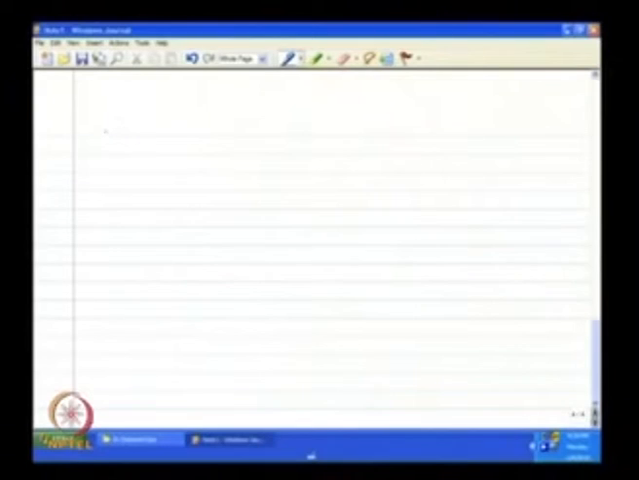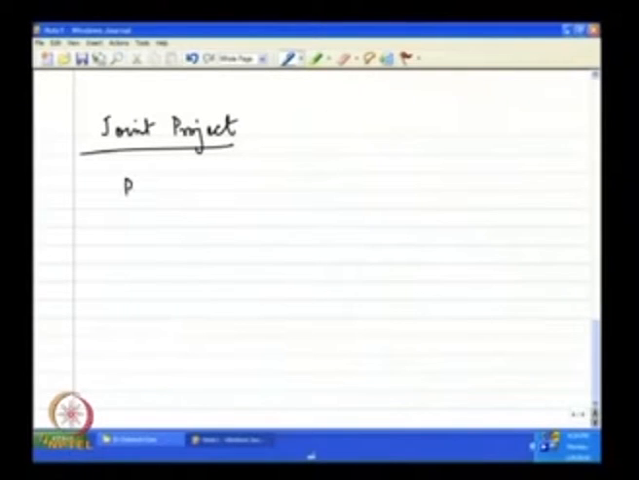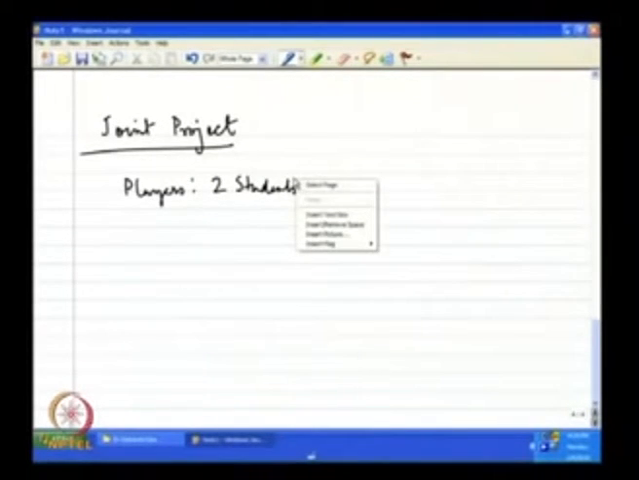Let me give you another example, which is the case of, suppose, a joint project. What is the story here? The story here is the following: the players, again 2 in number, let us say they are 2 students. What these 2 students are doing is that they are trying to write a project. Now, what are the actions that they have access to?